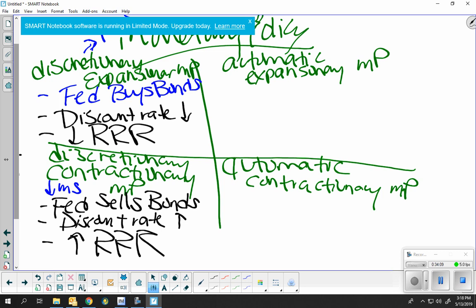What's the name of the rate that banks charge other banks? That's the federal funds rate. Call back here, so good luck. Thank you. We'll need it.